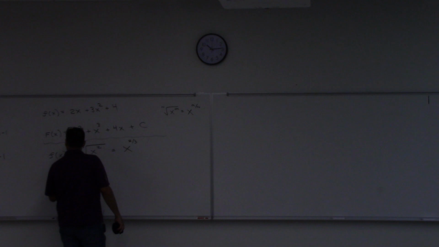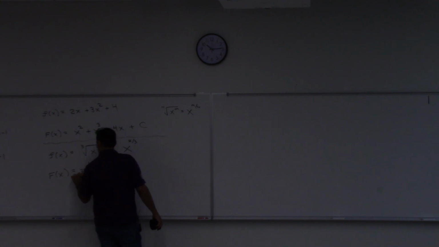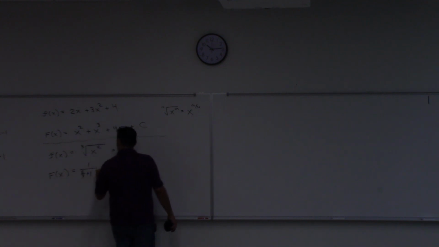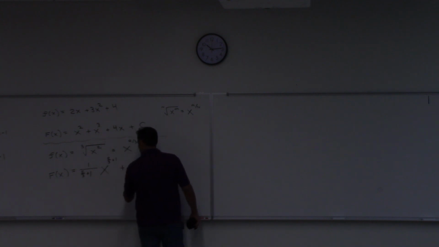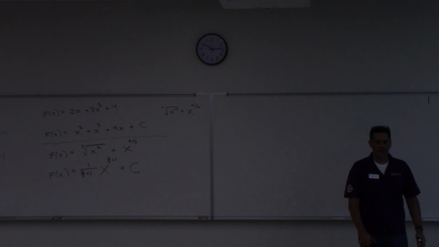Capital F of x should be, all right, let's look at the formula. The n we have is not -1. It's 2/3. So it's not -1, so I'm just going to plug everything into this formula. It's going to be 1 over 2/3 plus 1, x to the 2/3 plus 1, plus c. And then I just need to figure out what all those numbers are.